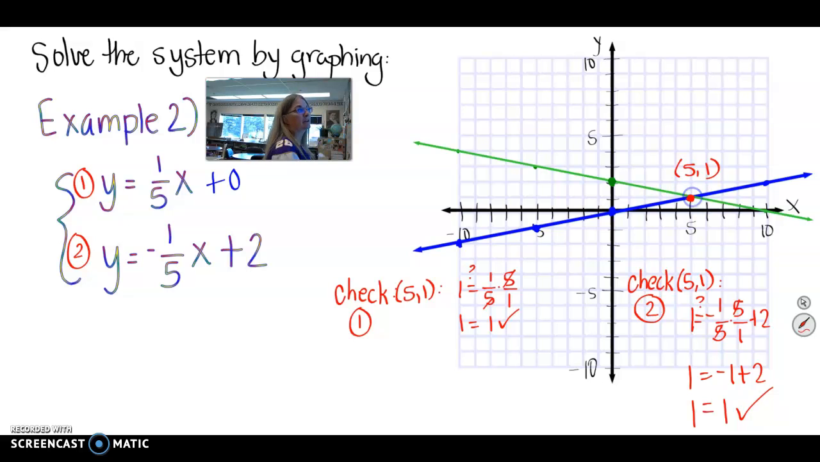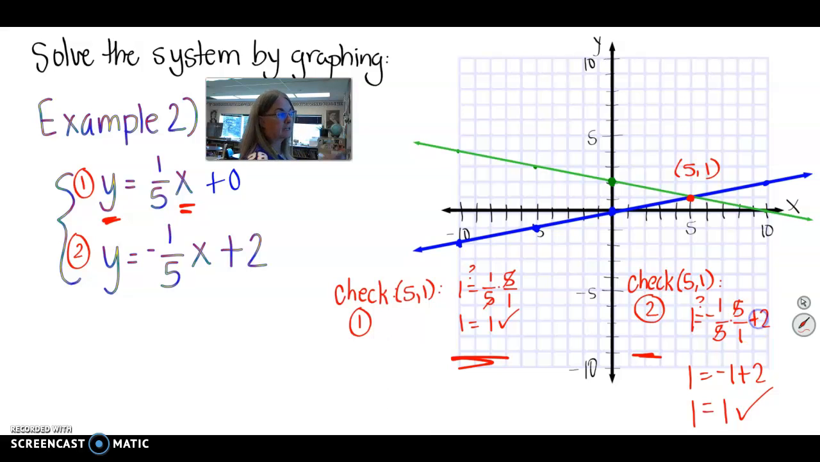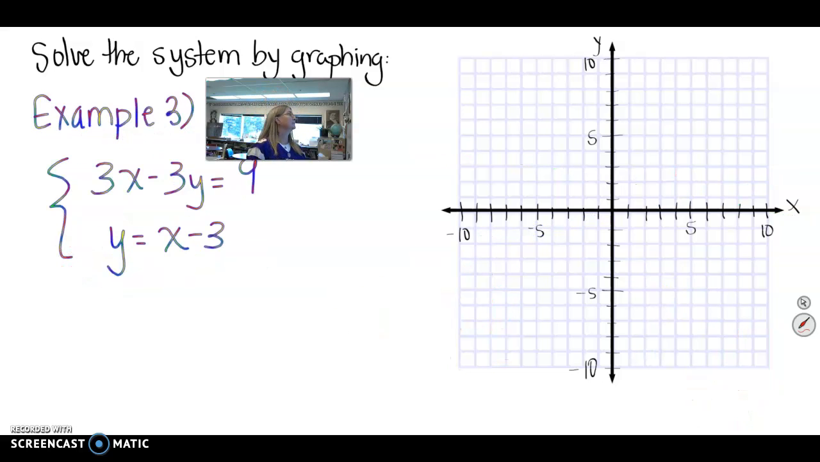The x-coordinate is 5, the y-coordinate is 1, and I checked it in both equations, putting in 1 for y and 5 for x. You get 1 equals 1/5 times 5 over 1. 1 equals 1. That worked out. And then same thing for the second equation. You get 1. Does that equal negative 1/5 times 5 plus 2? And it did. It's a plus sign, because negative 1/5 times 5 over 1 is negative 1, and then negative 1 plus 2 is 1. So it checks.